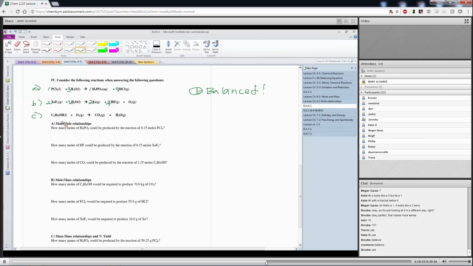And let's see. 2 carbons, 2 carbons, 6 hydrogens, 6 hydrogens, that gives me 4, 7 oxygens minus 1, that's going to be a 3 there. Okay. Do any of these not look balanced?